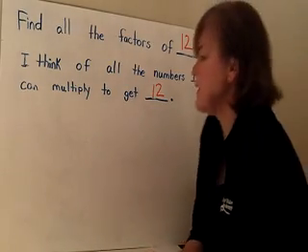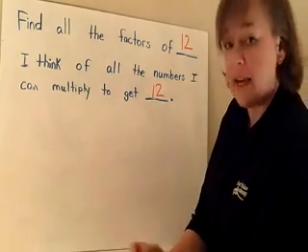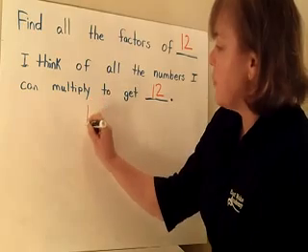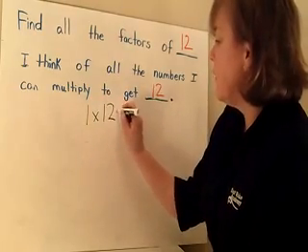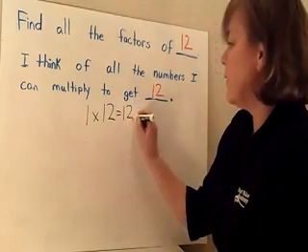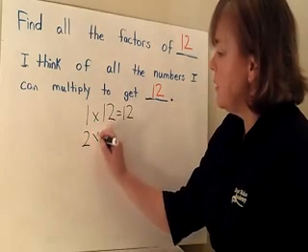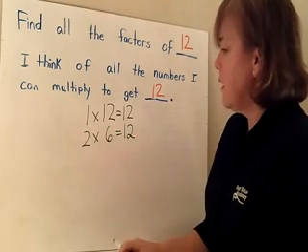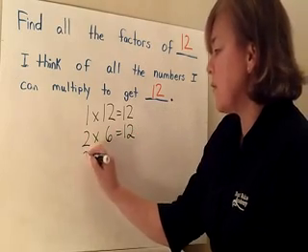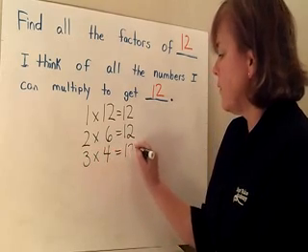I think of all the numbers that I can multiply to get 12. And because I know my multiplication facts, I can do it pretty quickly. I'm going to start with the easy one. 1 times 12 equals 12. I also know that 2 times 6 equals 12. And there's also 3 times 4 equals 12.